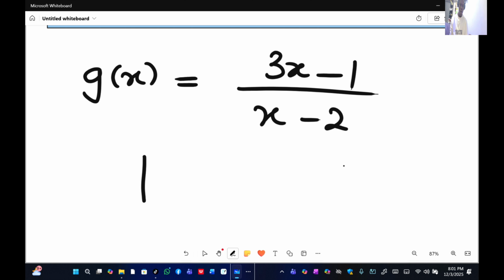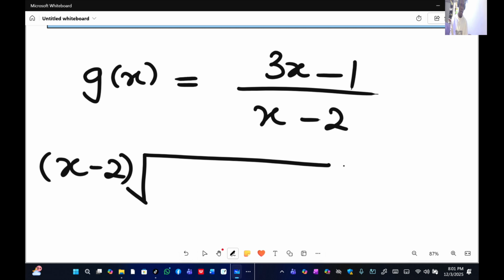So it means our x minus 2 is the divisor. So you put here x minus 2 nicely. Then inside the radical sign, you put 3x minus 1 here. Then we can now divide. So this is what you are going to do.